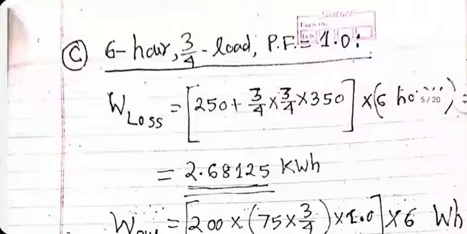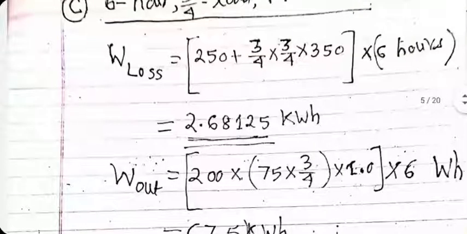Now, the copper loss will go down by a factor of 3/4 squared. So we repeat the calculation. We got the energy loss as 2.68125 kilowatt hour.